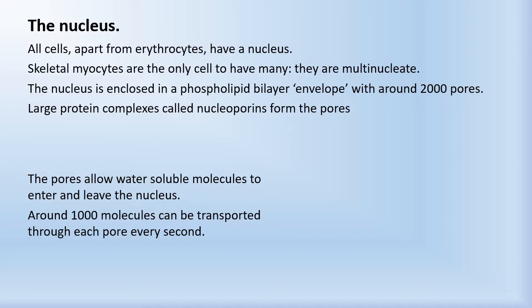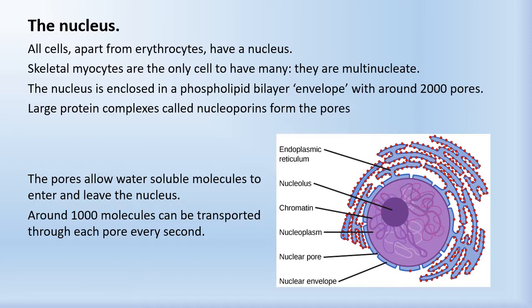And many of these pores communicate directly with the endoplasmic reticulum. The endoplasmic reticulum has membranes that are continuous with the nuclear envelope. In the diagram, find the pores and see how many lead into the endoplasmic reticulum. Also note the nucleolus, the chromatin, and the red dots on the endoplasmic reticulum.